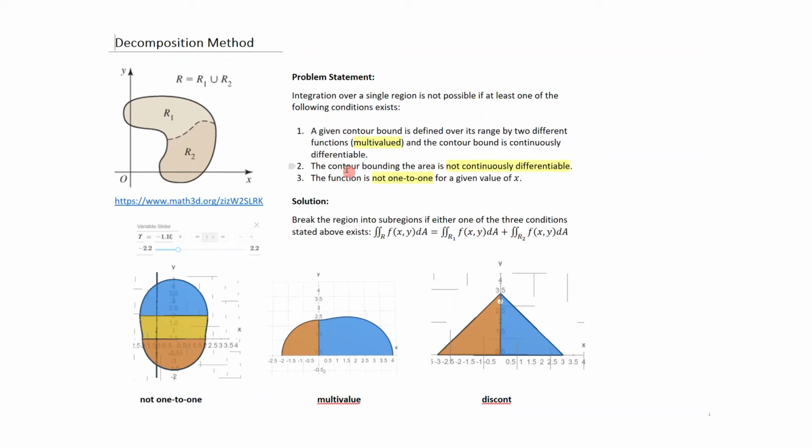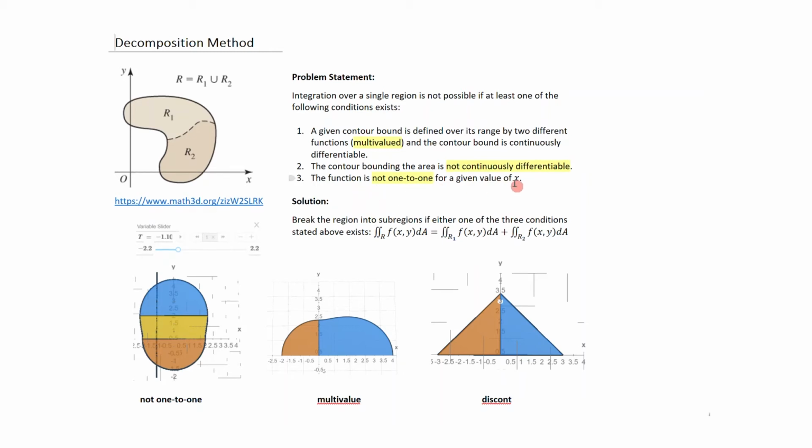The second case is the contour bounding the area is not continuously differentiable, and this is an example of such. So for example, here there is a function describing this upper boundary and another function describing this upper boundary. But if you look at the slope of this boundary versus the slope of this boundary, there's an abrupt change at this point. So this is not continuously differentiable. Nevertheless, we can say that this is one possible region over which integration would take place, and this is a second region over which integration would take place. And the third case is the function is not one-to-one for a given value of x.